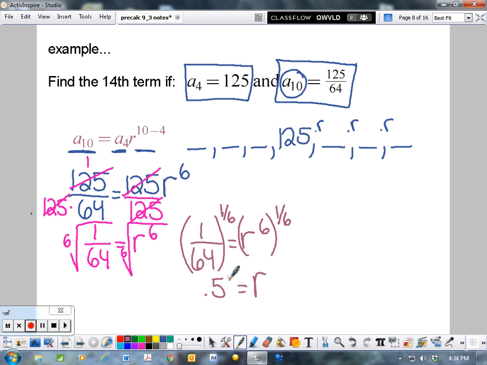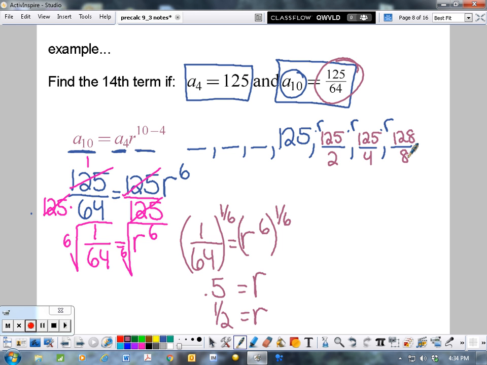Now we've got to work backwards or forwards. So now I could do 125 times 0.5, which gives me 62.5. But they had it as fractions, so I'm really going to want to make my r, instead of 0.5, 1/2. So half of 125 is 125 over 2. Half of that is going to be 125 over 4. Half of that is going to be 125 over 8. And so that allows me to keep going.